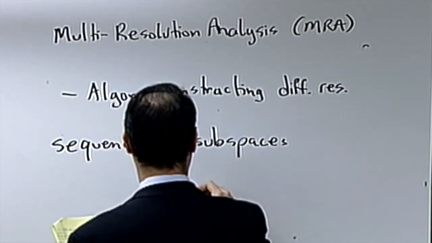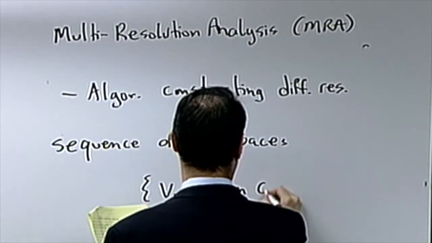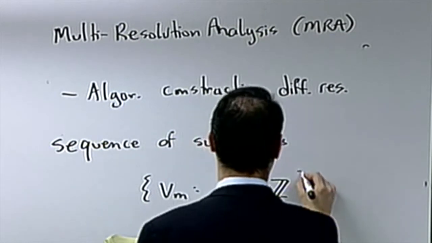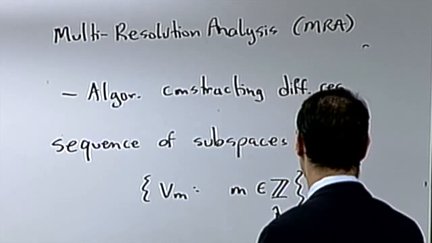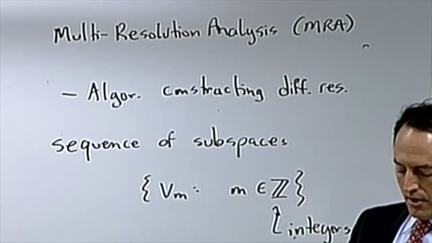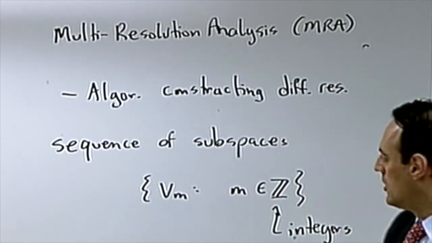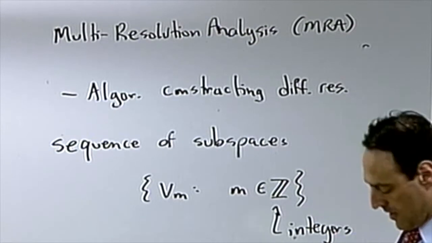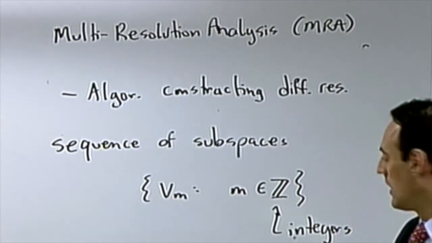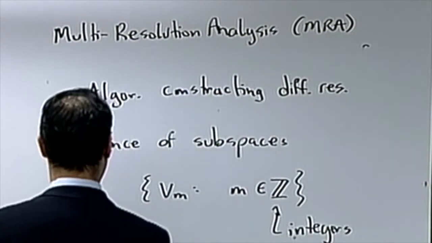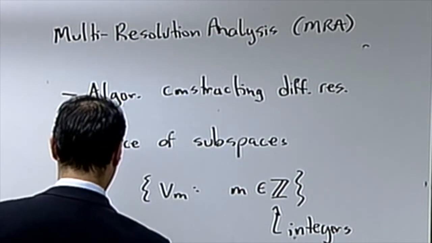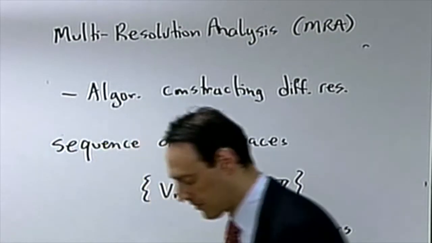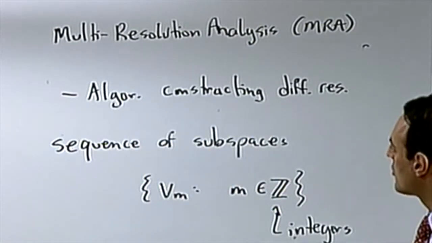Call them V of M, where M is part of the integer values. These are going to be a sequence of embedded subspaces in L2, with some space of real numbers. And what we're going to do is consider this.